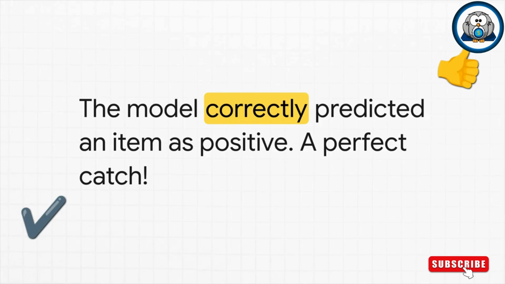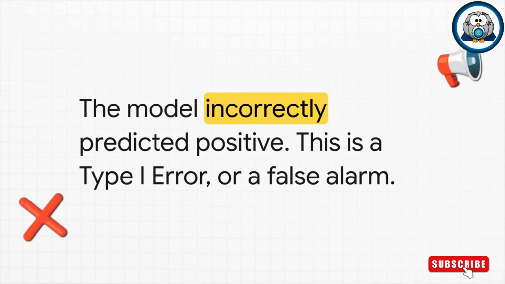First up, the true positive. This is a home run for our filter. It correctly identified an email as spam. It called it, and it was right. That's a great catch. Now for a really bad error, the false positive.